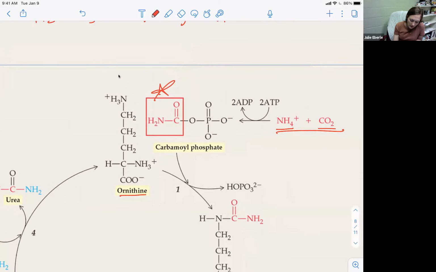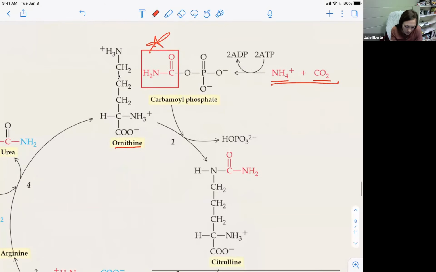So it looks a whole lot like lysine, but it's just one CH2 group shorter on the side chain. Okay, so what's going to happen is this part boxed in red, the carbonyl group with the amine on it, is going to be transferred to this nitrogen right here. So this carbon and this nitrogen are going to form a bond together, which is what you see right here. And we're going to lose this phosphate group in the process. Okay, that's just going to be cleaved off.